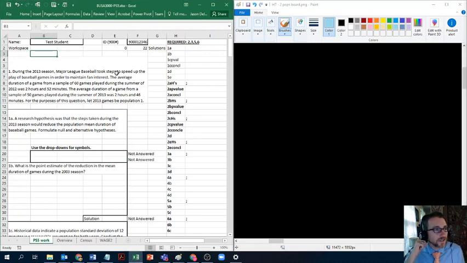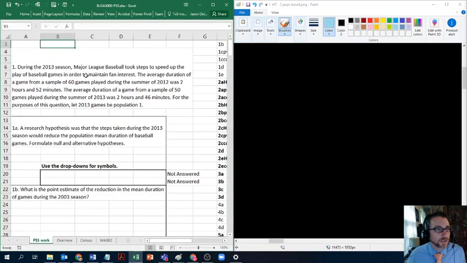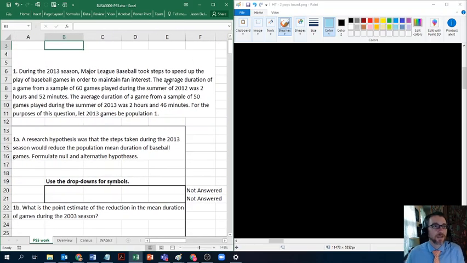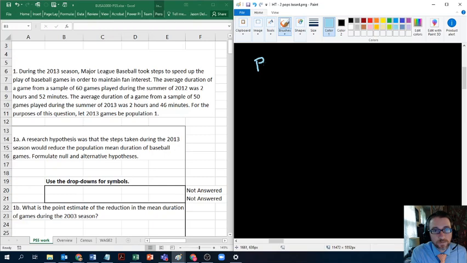On problem set 5 here, we've got: during the 2013 season, Major League Baseball took steps to speed up the play of baseball games in order to maintain fan interest. The average duration of a game from a sample of 60 games played during the summer of 2012 was 2 hours and 52 minutes. The average duration of a game from a sample of 50 games played during the summer of 2013 was 2 hours and 46 minutes. For the purposes of this question, let 2013 games be population 1.